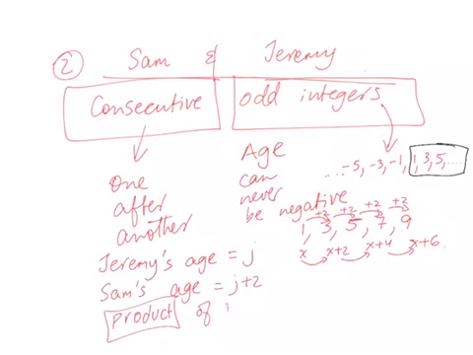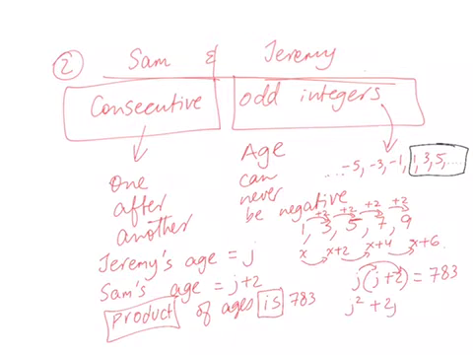Product of ages is another keyword, 783. So if I write the product of the ages, I should get J plus 2 is 783. Then we can use the distributive property and multiply, so we get J squared plus 2J is equal to 783. Let's look for this choice. Which one will this be? Answer choice 3. Okay.